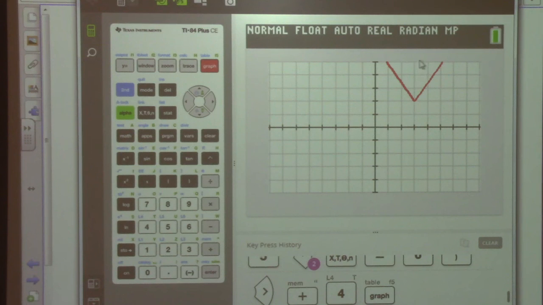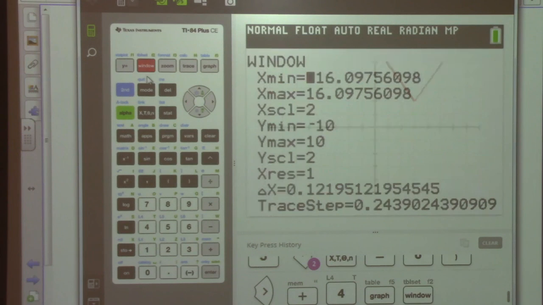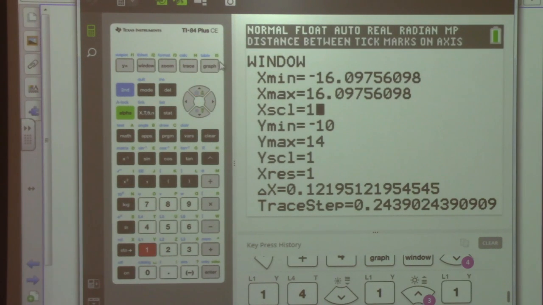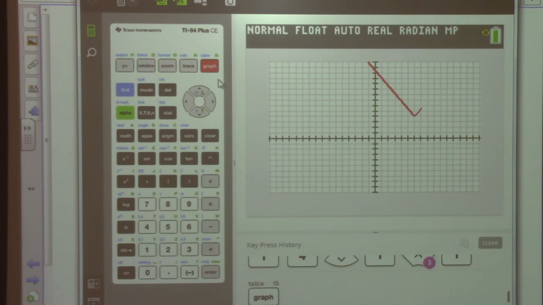And then if you go by ones and change the window a little bit, you can see everything. So if I make my X max 14 and go by ones, it just depends on what you're looking for. If we do that, we should be able to see the up 7 over 5, right? 1, 2, 3, 4, 5, 6, 7. 1, 2, 3, 4, 5.